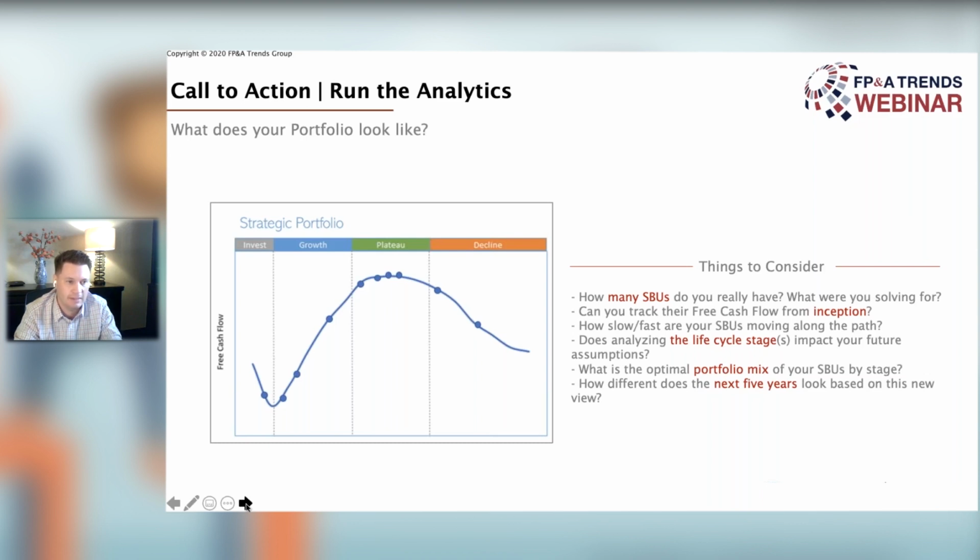Are you going to expect to get a 10% growth rate if you are in plateau, or if you're in decline? Chances are you're not. But then again, if you're in growth stage, 10% might not be that good. So how does this really shape the different parts of your business? And then ultimately, what is that portfolio mix that makes sense?